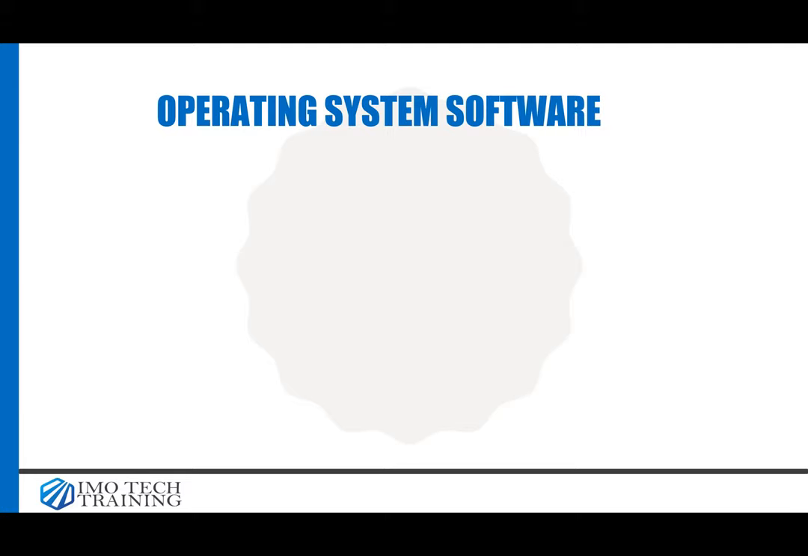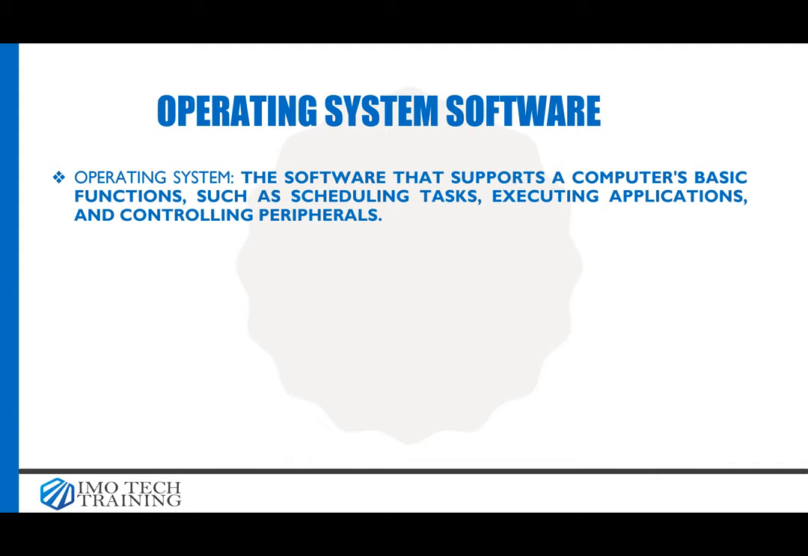This is where the operating system comes in, the software. There are two types of software. The first one is the operating system.